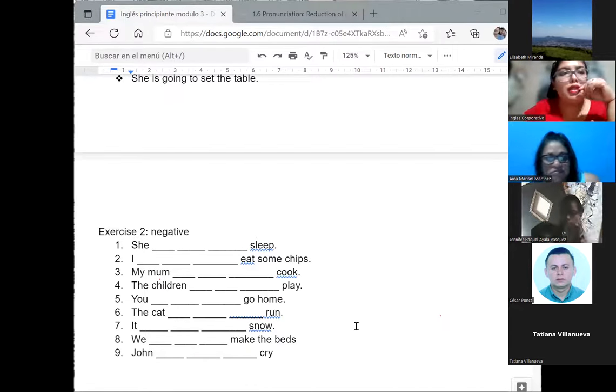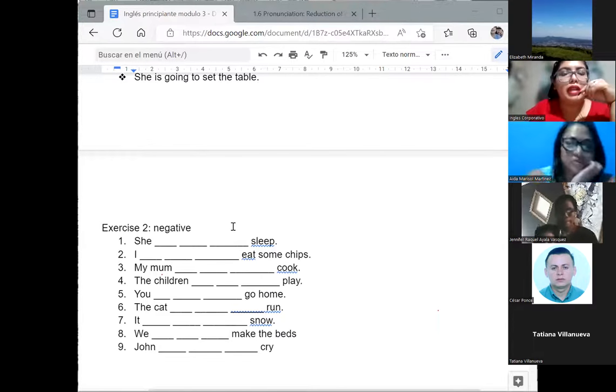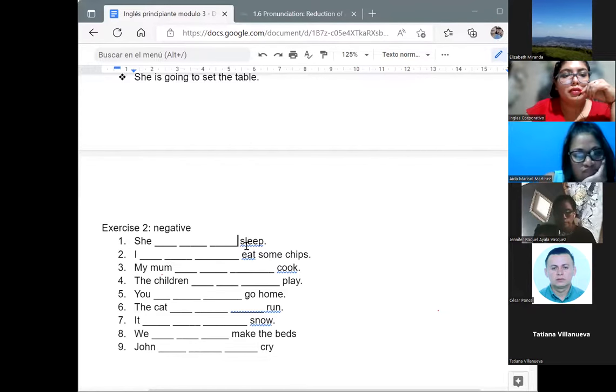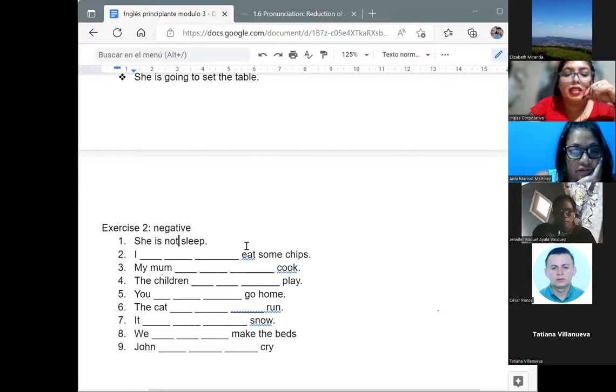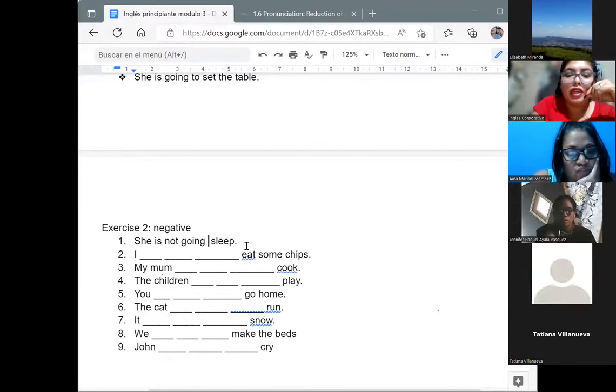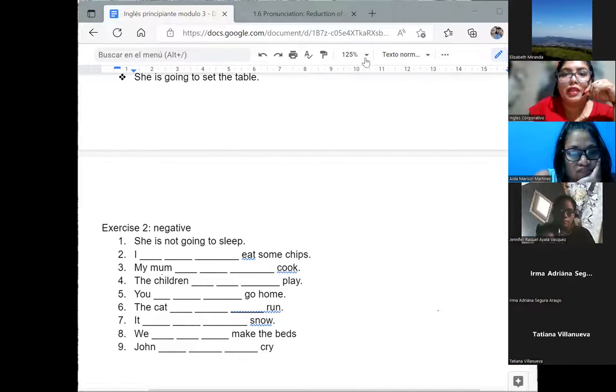Okay, let's see. What are the elements or the parts that are missing? ¿Cuáles son las partes que nos faltan en la primera? Is not going to sleep. Good. She is not going to sleep. Very good. Thank you, Jonathan.